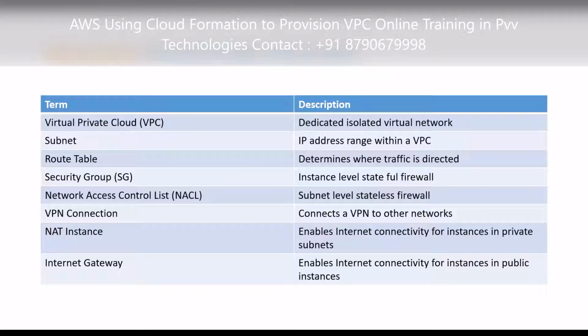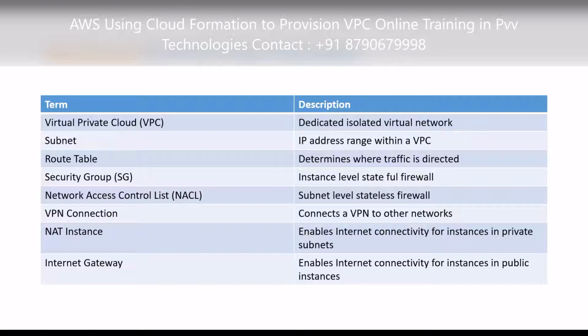The VPC is a dedicated, isolated virtual network. A subnet is an IP range within the VPC. The routing table determines where traffic is directed. Security groups are an instance-level stateful firewall, so a security group is managed at the instance level, and the network ACL is a subnet-level stateless firewall. A VPN connection connects the VPC to other networks like a corporate office network or a customer network. It can be anything.